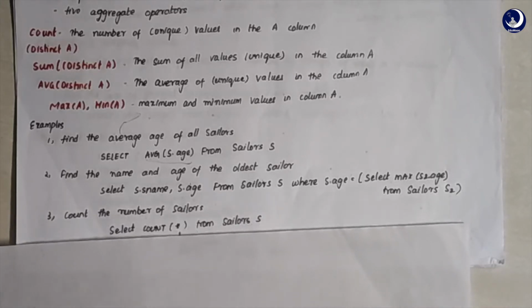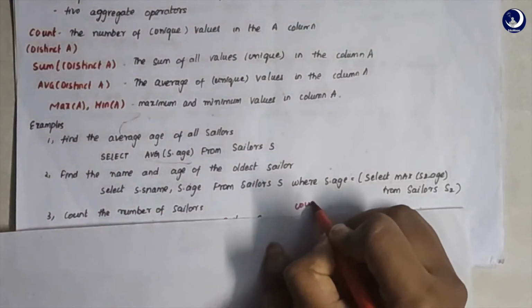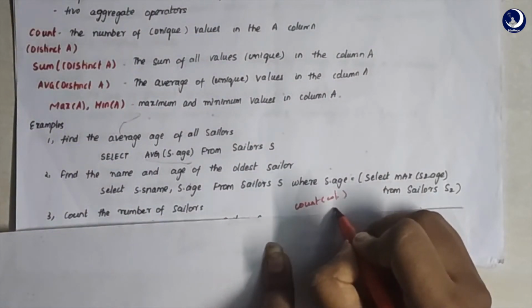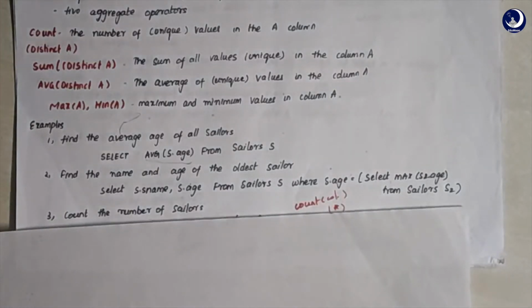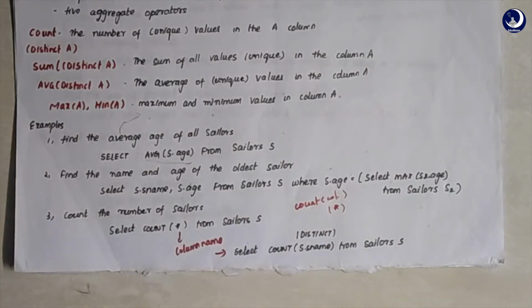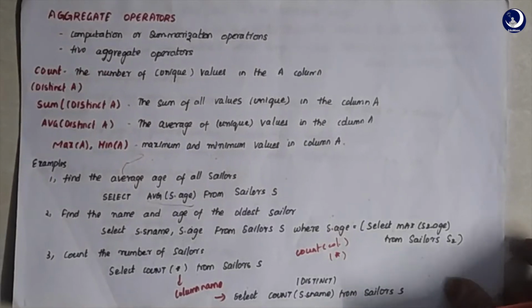Let's look at the third example, which is count the number of sailors. Count can be used in two different ways. The syntax would be count of the column name, or if you want all the columns, then you can use the wildcard character, which is asterisk. So the answer for this should be select count star from sailors, which selects the number of sailors present in that particular sailor instance. Instead of the star, you can specify the column name: select count of s.name from sailors. Let's look at a few more examples to understand it better.